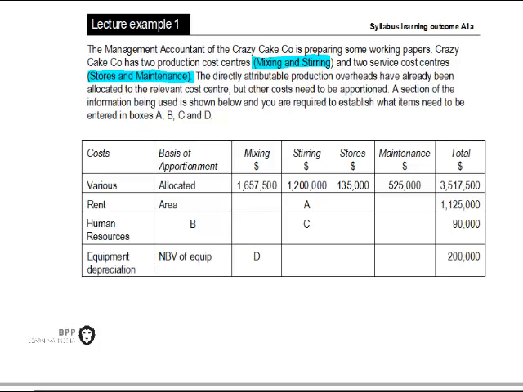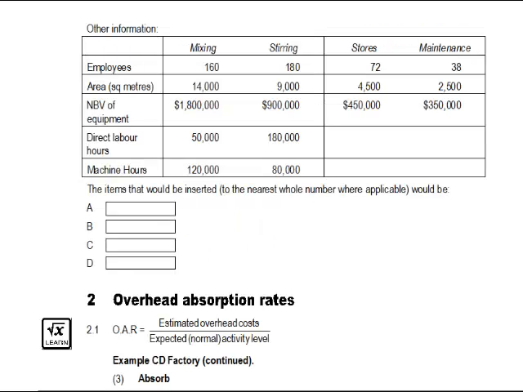So we can see we've got A, B, C and D here. We've got underneath stirring, we've got the apportionment of rent. The basis of apportionment for human resources in B, and then we've got D, we've got the mixing value for equipment depreciation, and C, we've got stirring again, but this time the value we need to have for human resources. We've also been given some other information, and this is going to help us to do these apportionments. So let's start with A.